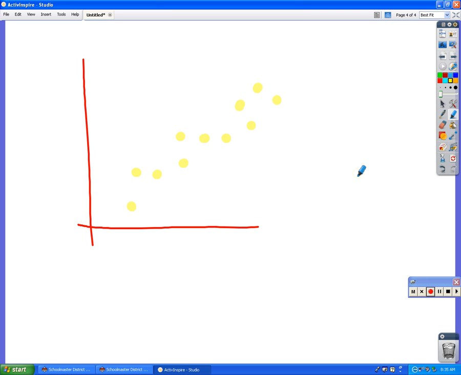Okay, and if your data came out like that, you would say, what kind of correlation is there? Linear. What else? Positive, y is going up. And what else? Strong, because if I draw an oval around here, it's fairly elongated. All of the points are fairly close together, okay?